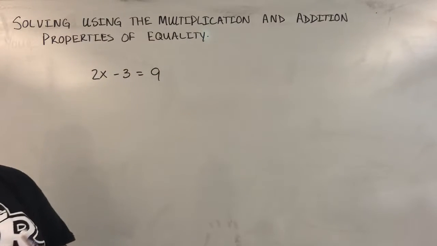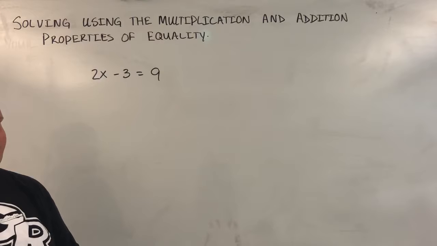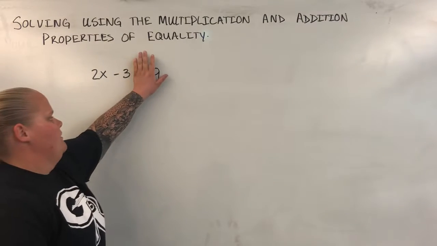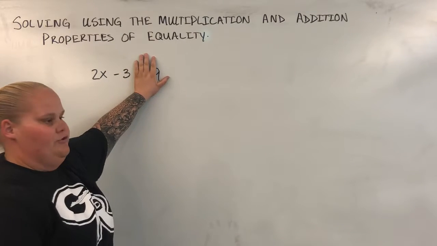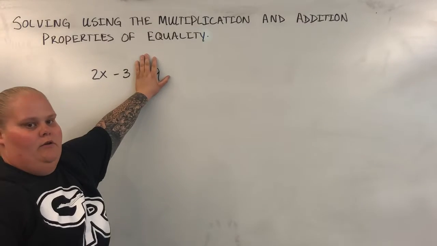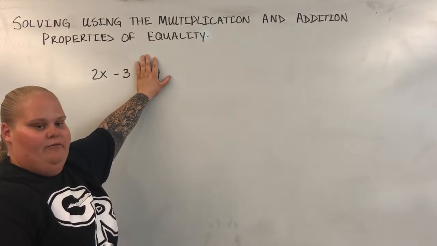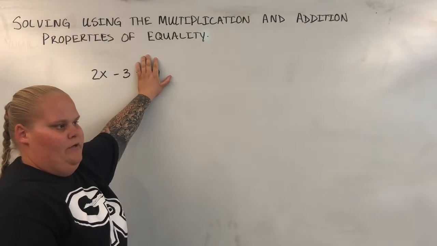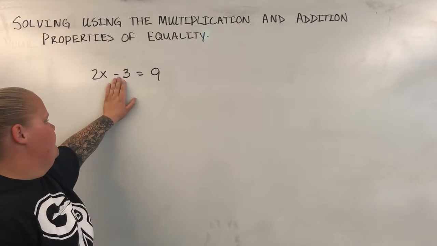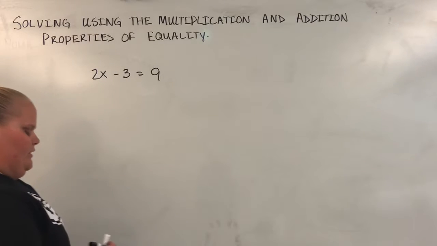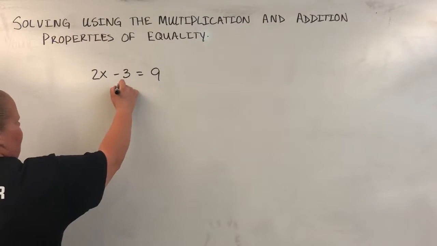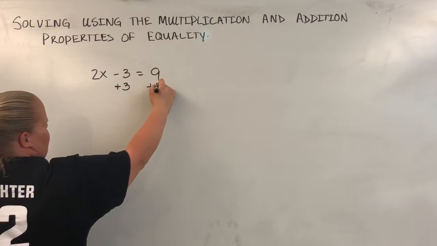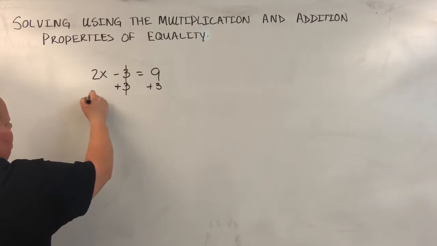Now again, I'm still trying to solve for x, meaning I'm still trying to get it by itself. I'm going to look at what's on the same side as x, the 2 and the negative 3. Well, again, I want to get rid of addition or subtraction before I get rid of multiplication or division. So I'm going to try and get rid of this 3 before I get rid of the 2. To get rid of the 3, I'm going to add 3 to both sides. The 3's are going to cancel out.